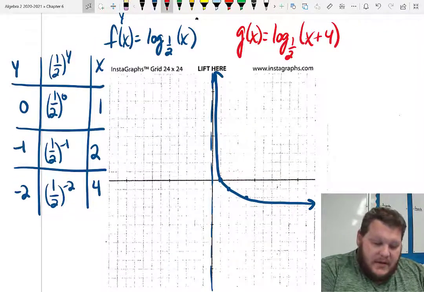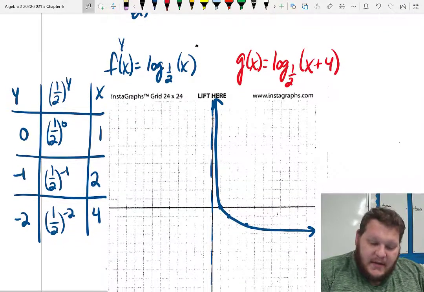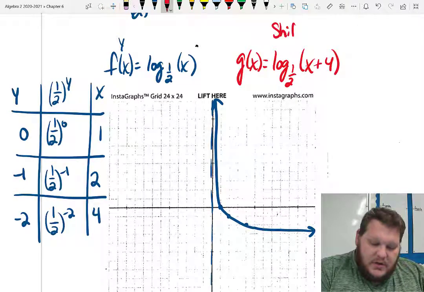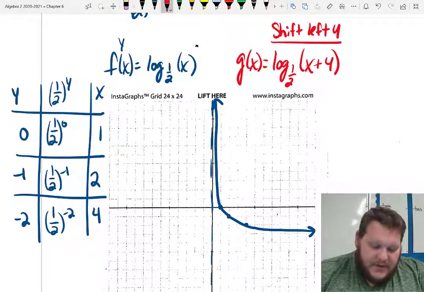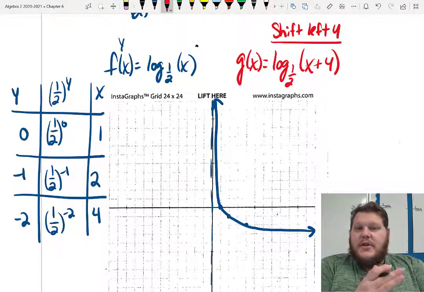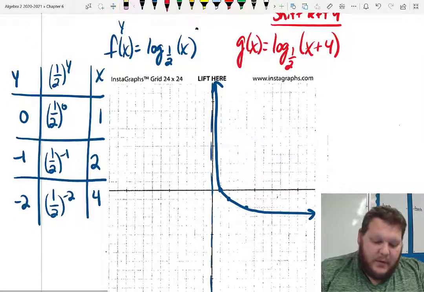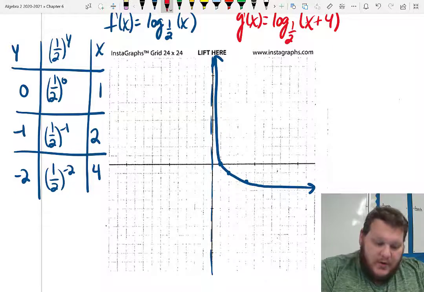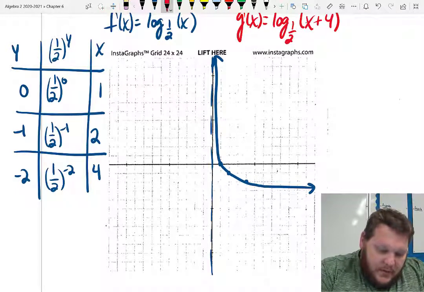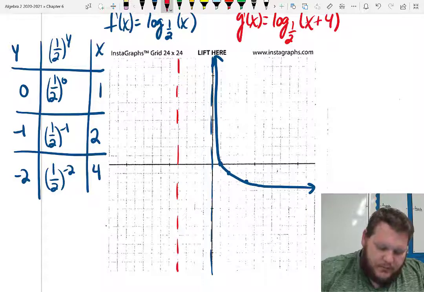g of x is +4 on the inside, so that tells us we should be shifting left 4 for our transformation. So all we have to do is take those 3 points and our asymptote and shift it horizontally to the left 4. Because it is a horizontal shift, our asymptote is going to move too. So I count left 4 for my 3 points.